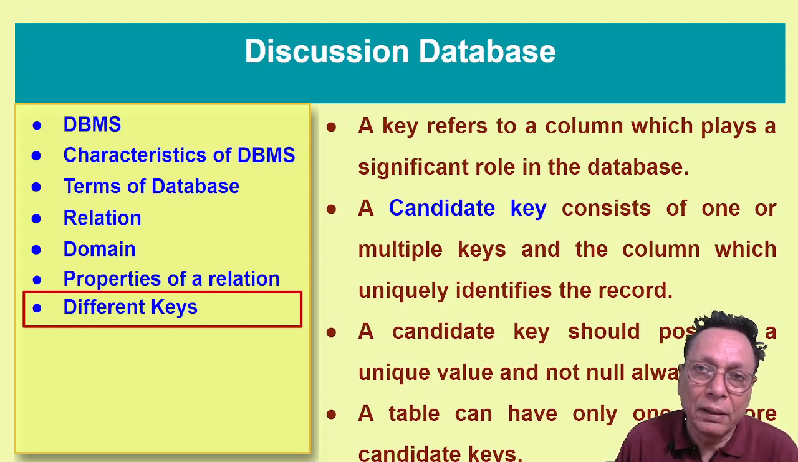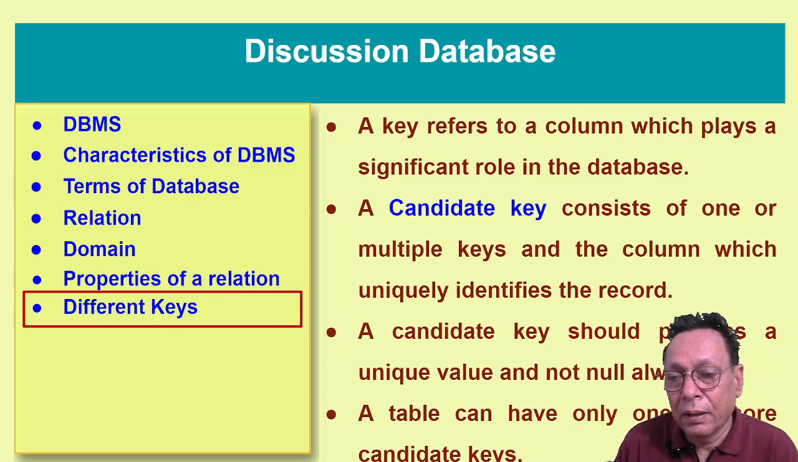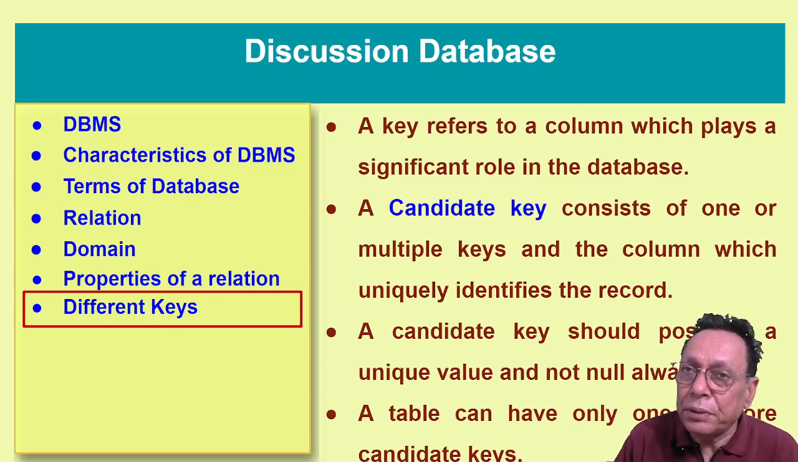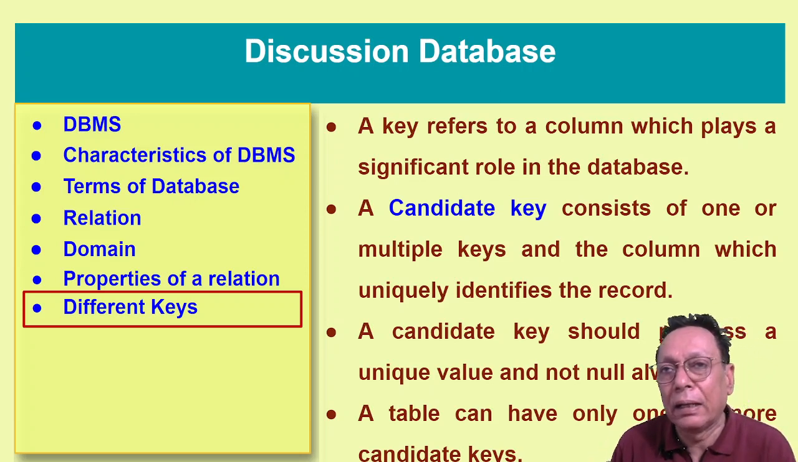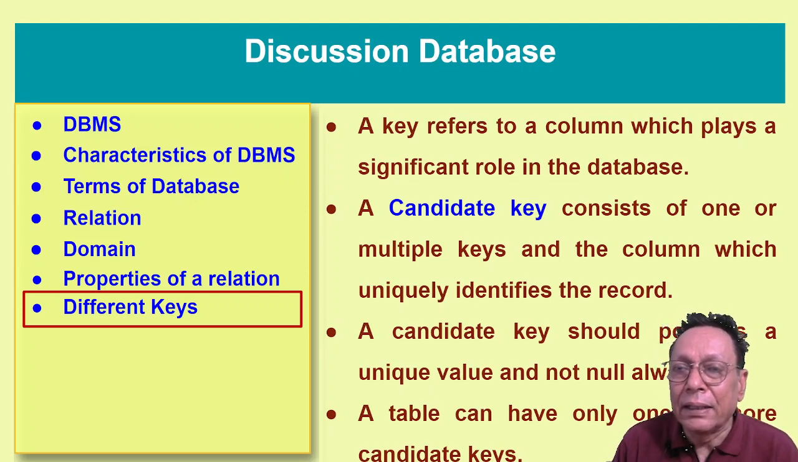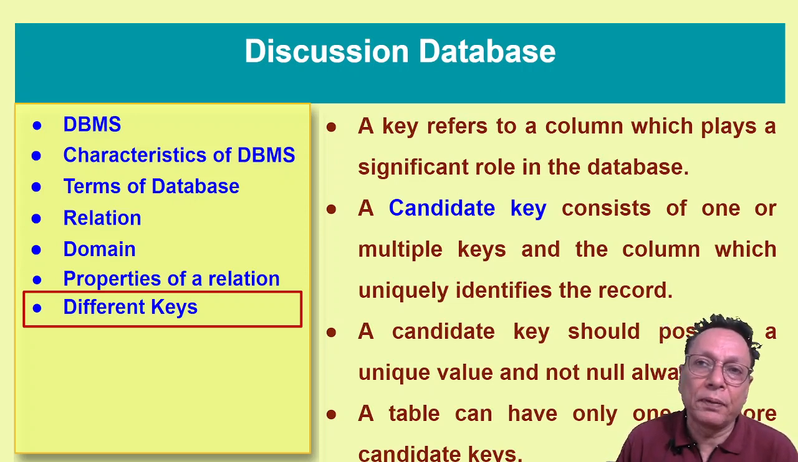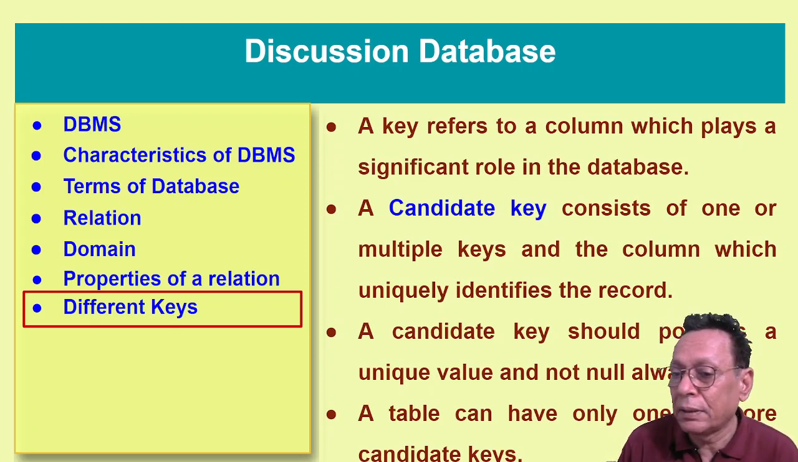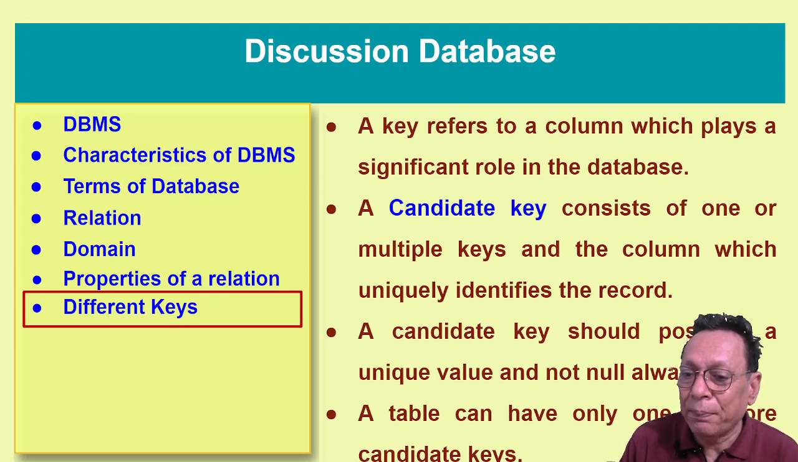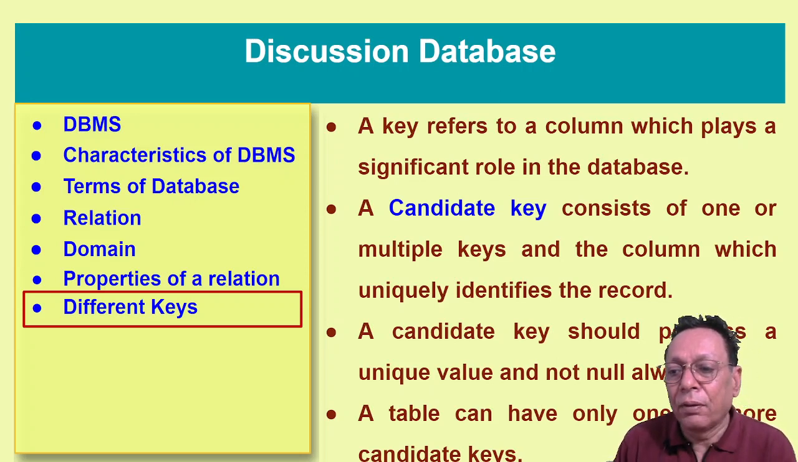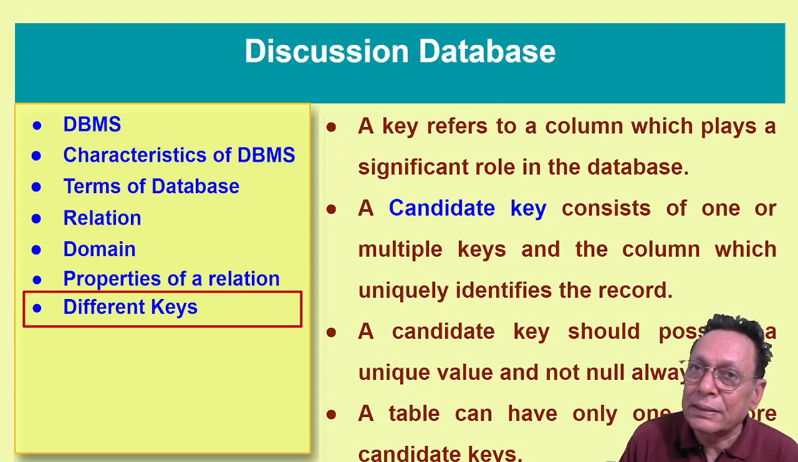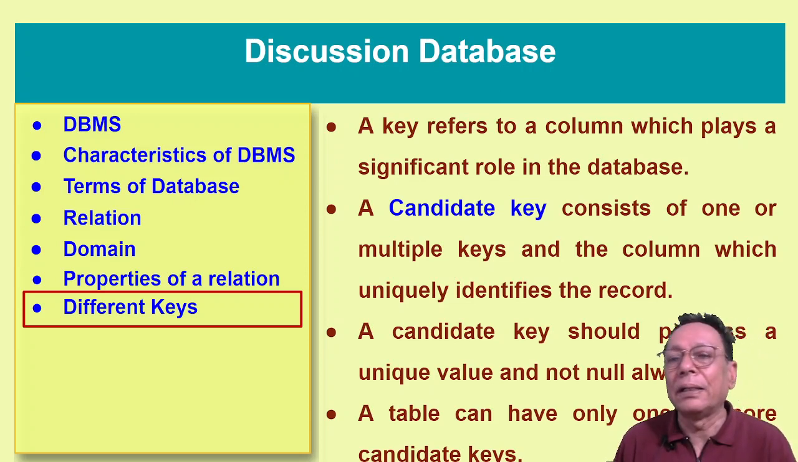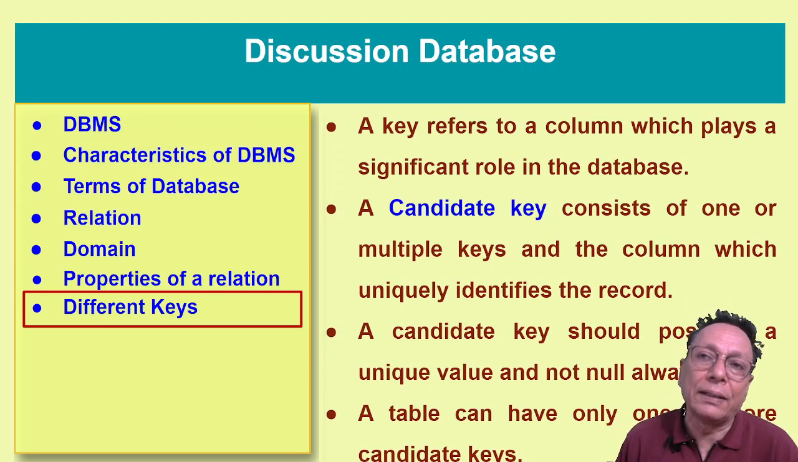in your table, but they should uniquely identify the records. A candidate key should possess a unique value and should not be null. A candidate key should always be unique and should not be null, meaning it should not be empty. So this is a candidate key. A table can have one or more candidate keys. There may be more than one candidate key.